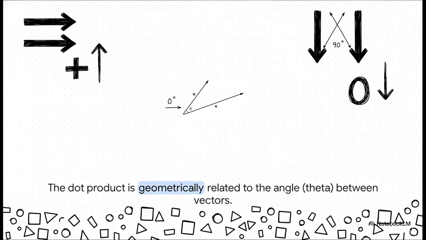Let's dig into that dot product for a second. Its value is tied directly to the angle between the two vectors. So if two vectors are pointing in the exact same direction, their dot product is as big as it can be. But if they're perpendicular, at a 90-degree angle to each other, their dot product is zero. They have nothing in common.